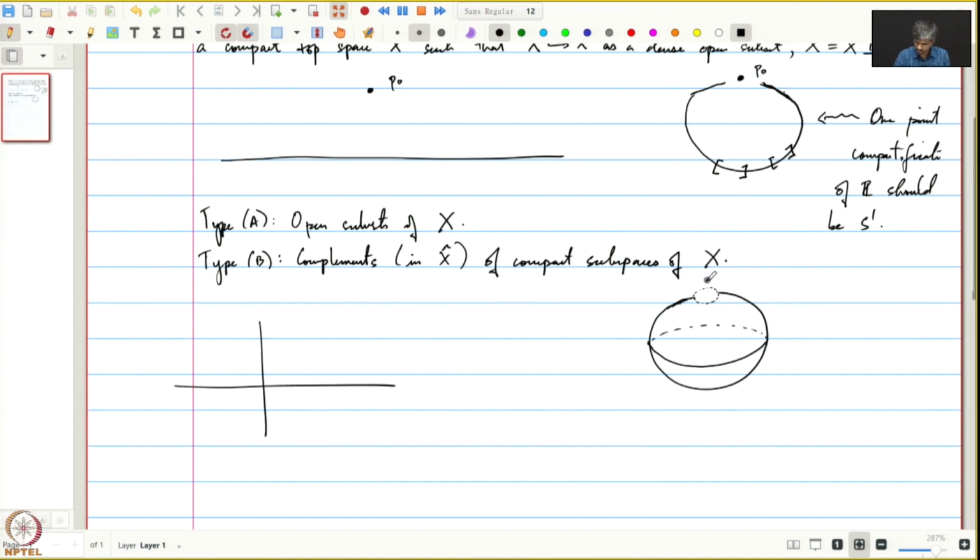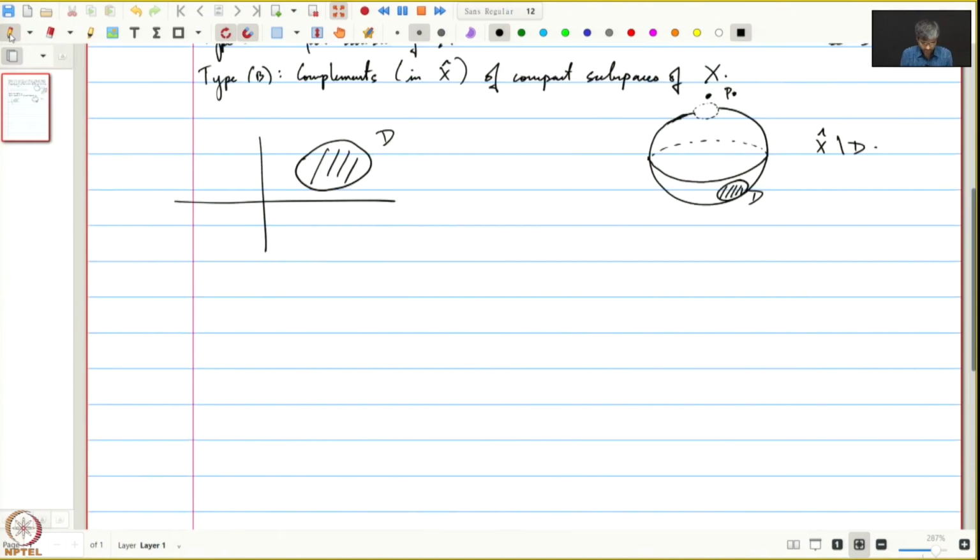So, this is our R2, and we can imagine the point P0 over here. R2 is also locally compact, and therefore we add this point P0. What are the neighborhoods, the open subsets which contain P0? These are the open subsets of type B. We can take any compact subset of R2, let's say this is D. Then we just take the complement of D, so this is X hat minus D. Okay, so it's useful to keep this picture in mind.